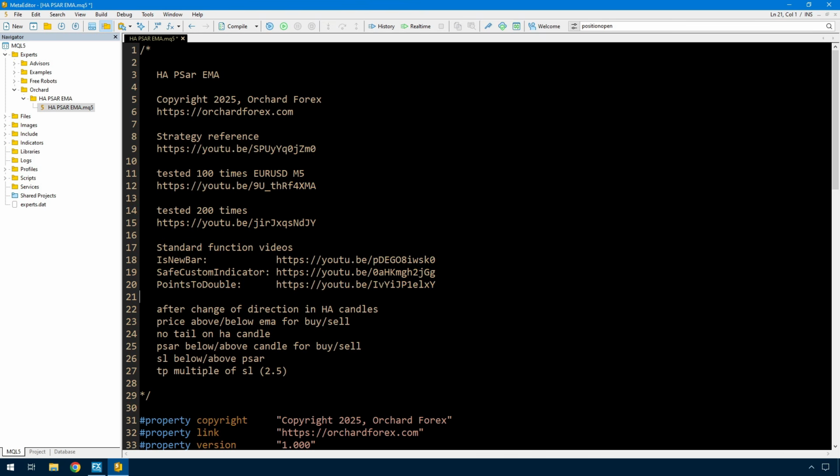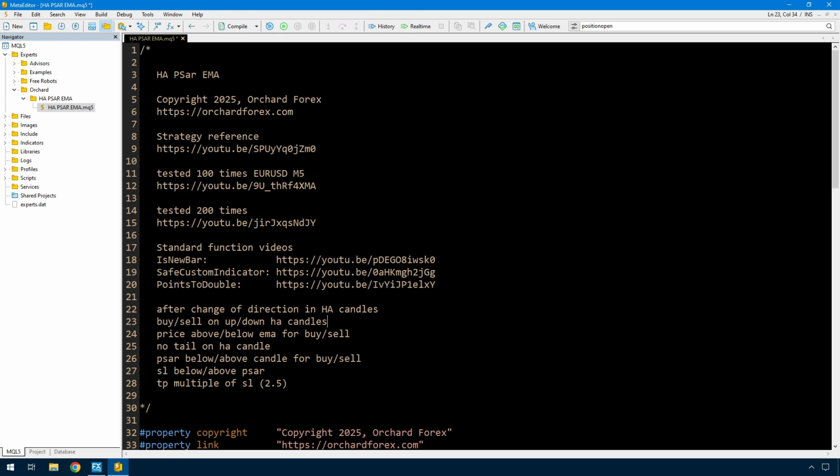And then a brief summary of the strategy. So after a change of direction in the HA candles, the price must be above or below the EMA for a buy or sell. I forgot to indicate here. So we buy on the upper HA candles and sell on the down candles. The price must be above for a buy or below for a sell. No tail on the candle, so that means no tail below for a buy and no tail above for the sell.